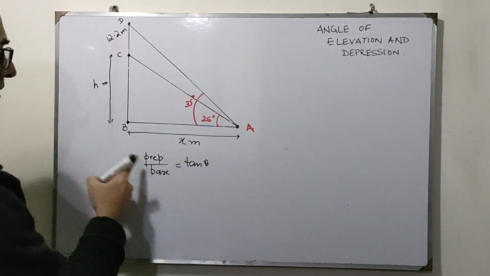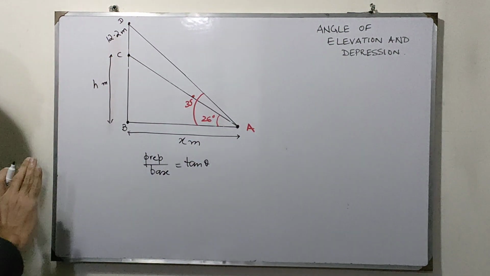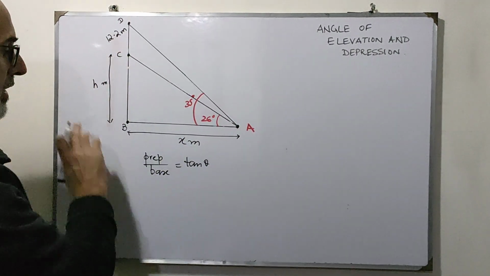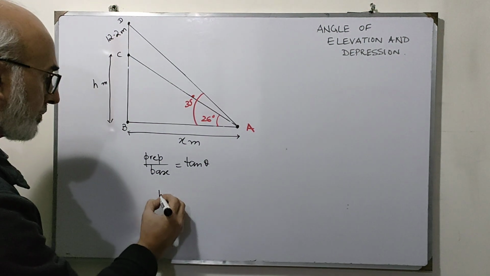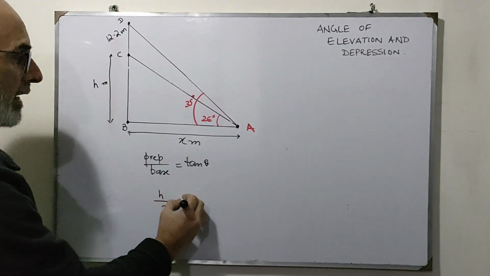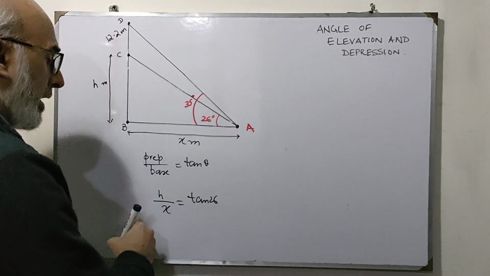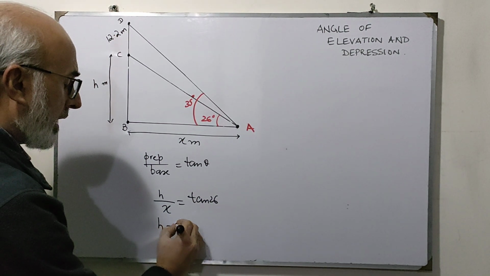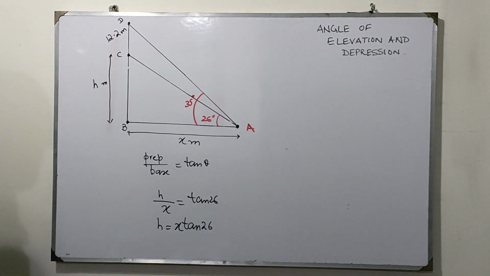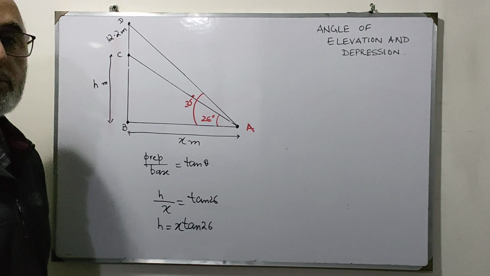First, I am going to apply this just for the building. If this someone is looking towards the top of the building, the height of the building is h, so the perpendicular will be h. Base is of course x, and the angle here is 26, so tangent 26. Or I can write it like this: h is equal to x into tangent 26.